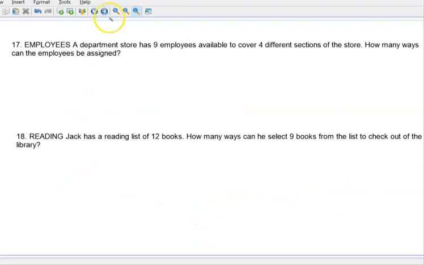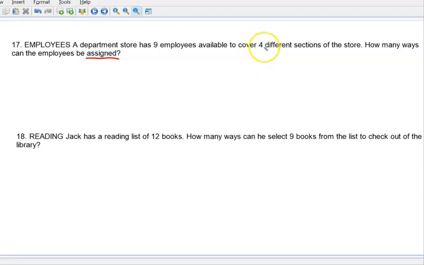All right, and then the next one. A department store has 9 employees available to cover 4 different sections of the store. So another way, this is how many ways can the employees be assigned. That's one of the key words to indicate permutations. But you can also reason through permutations this way: these employees cannot cover more than 1 spot at a time. And that's also true with permutations in general. You've got slots that have to be occupied by just 1 person, obviously.